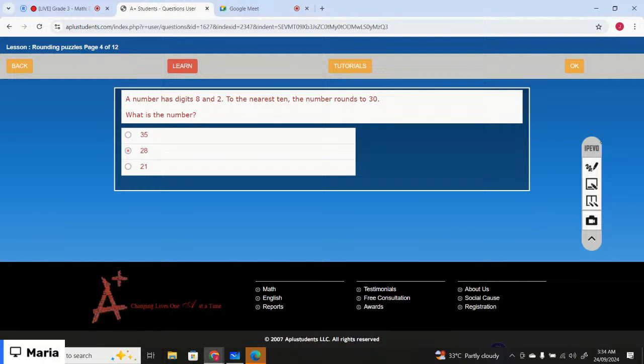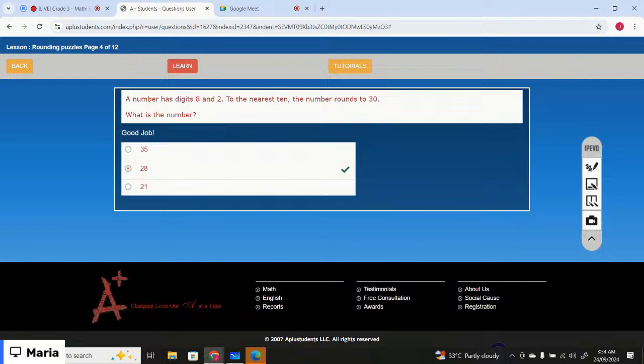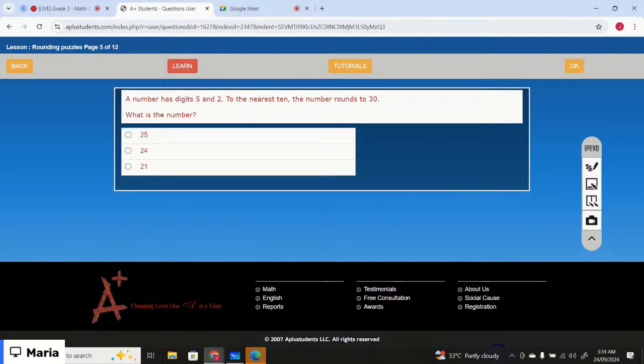28 it is. Option number 2 is the correct option. A number has digits 5 and 2. To the nearest 10, the number rounds to 30. What is the number? Which is the correct option?